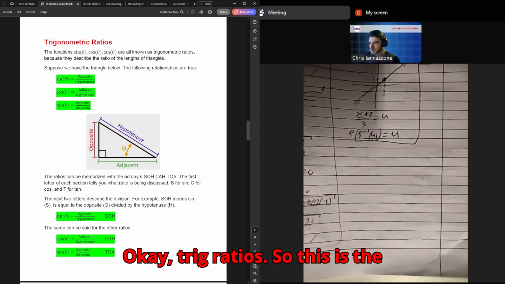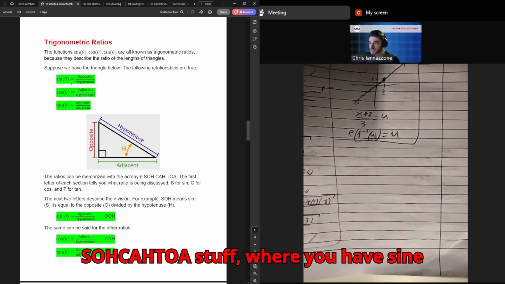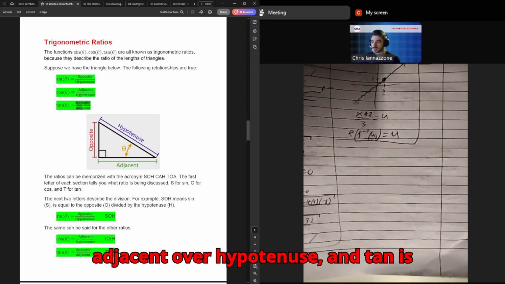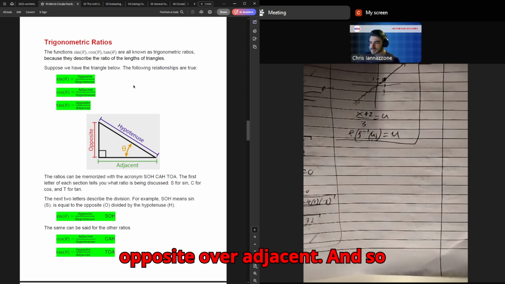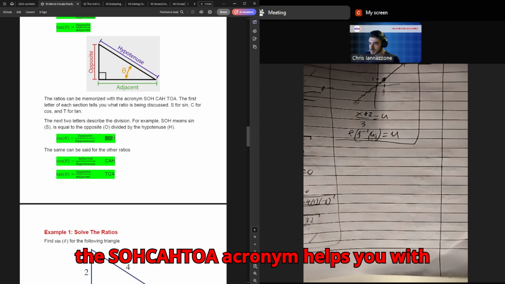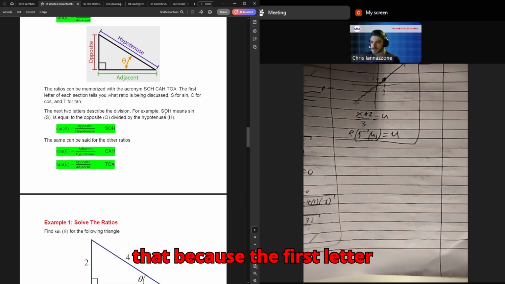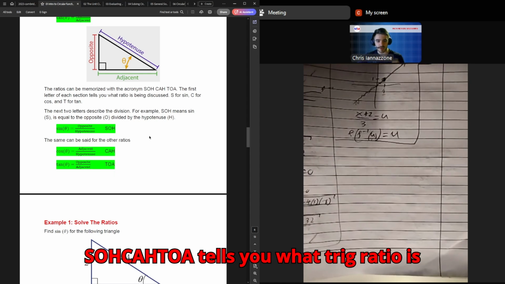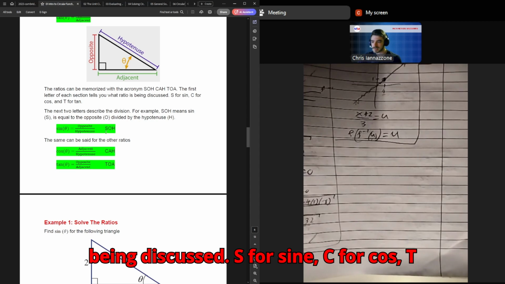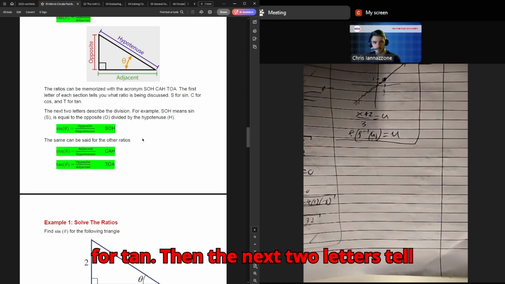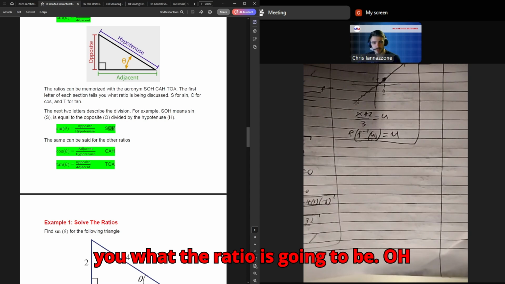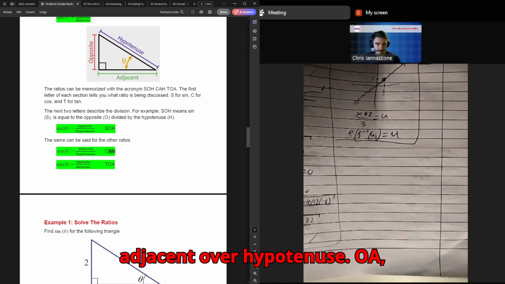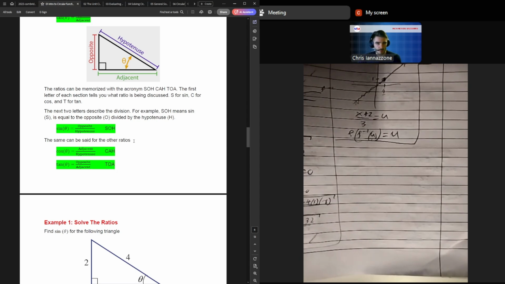Okay, trig ratios. So this is the SOHCAHTOA stuff, where you have sine is opposite over hypotenuse, cos is adjacent over hypotenuse, and tan is opposite over adjacent. And so the SOHCAHTOA acronym helps you with that, because the first letter of each of those sections of SOHCAHTOA tells you what trig ratio is being discussed. S for sine, C for cos, T for tan. Then the next two letters tell you what the ratio is going to be. OH means opposite over hypotenuse. AH, adjacent over hypotenuse. OA, opposite over adjacent.